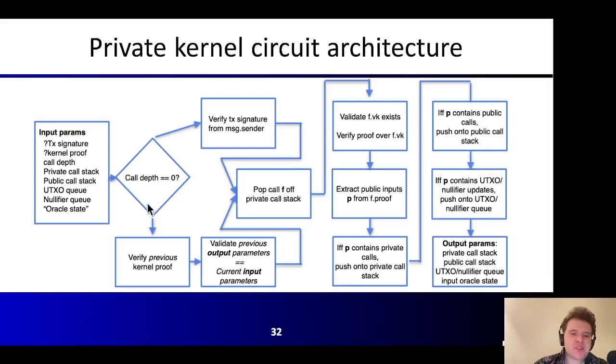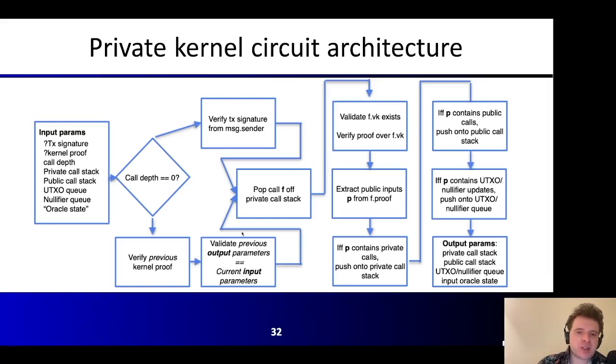So what do we do? If the call depth is zero, then, there's something missing here. We're on the slide, but they got lost somewhere. So if the call depth is zero, we verify that ECDSA signature from the message center, and if it is not zero, we verify a previous iteration of the kernel proof, and we perform this consistency check where the output parameters from the previous iteration are the same as the input parameters of the current iteration, and the previous output parameters are pulled from the public inputs of the kernel proof.